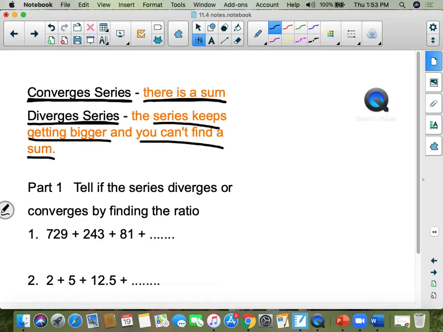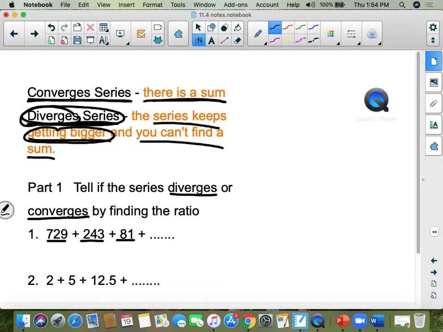So part 1, this is all you're doing in part 1. Tell me if the series diverges or converges by finding the ratio. I want you to find the ratio, and I know you wouldn't have to even find the ratio. It's up to you. A diverging series is when the series keeps getting bigger and bigger. Well, are these numbers getting smaller, or are these numbers getting bigger? If the numbers are getting bigger, it's diverging.